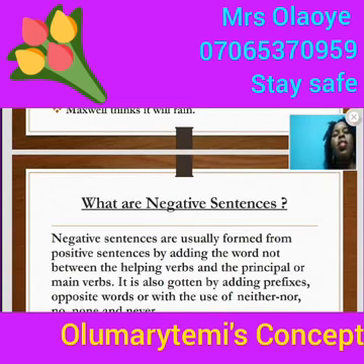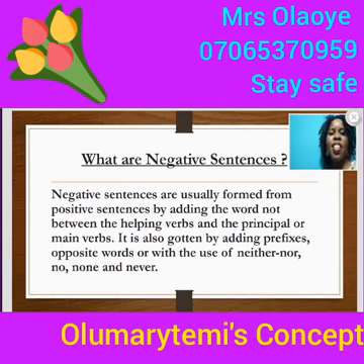What are negative sentences? Negative sentences are usually formed from positive sentences. Let's take for instance, I will go home. We can form a negative sentence from I will go home. My negative will become I will not go home. It makes it what? Negative. I will not go home. So negative sentences are usually formed from positive ones by adding the word not between the helping verbs, like will. So I will not go home. And also adding it to the principal or the main verb.